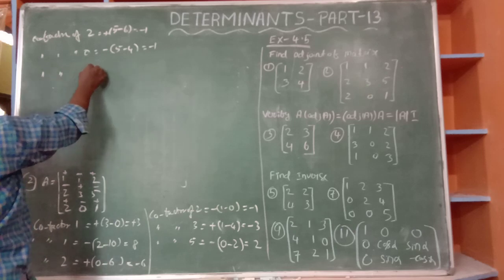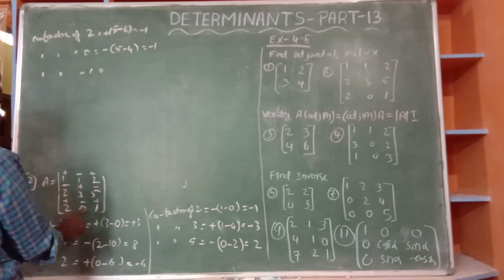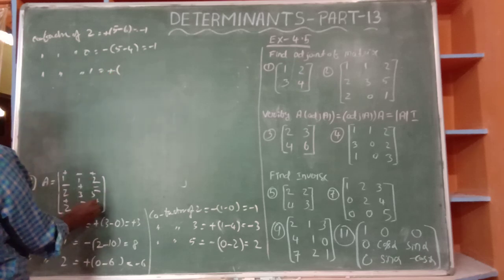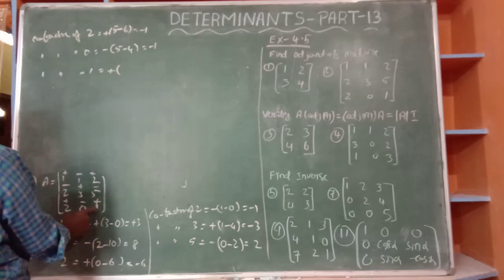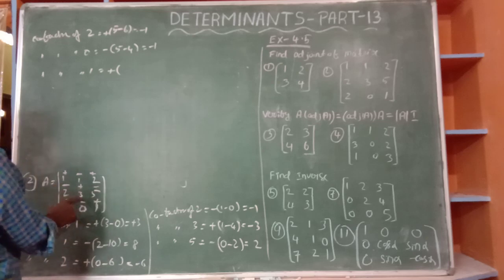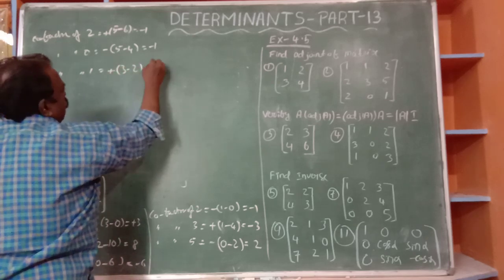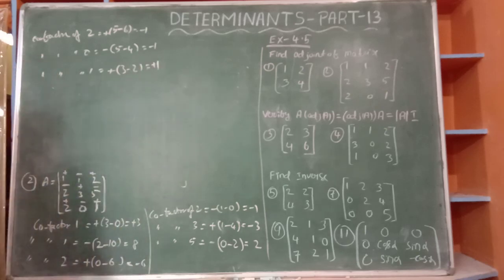Cofactor of 1, the last one. It is mentioned with the sign. Sign means plus or minus. Here it is plus 1, plus 1 of 1 into 3, 3 minus 2. It is 1. You verify one more time.